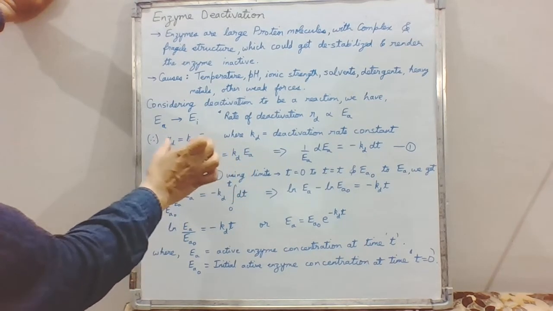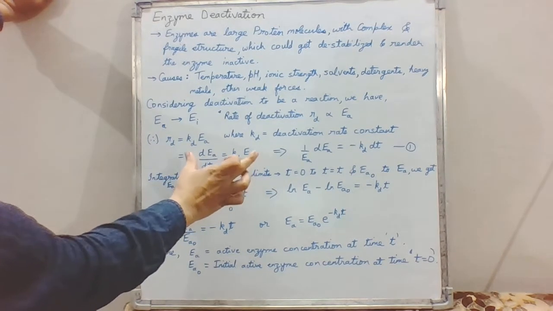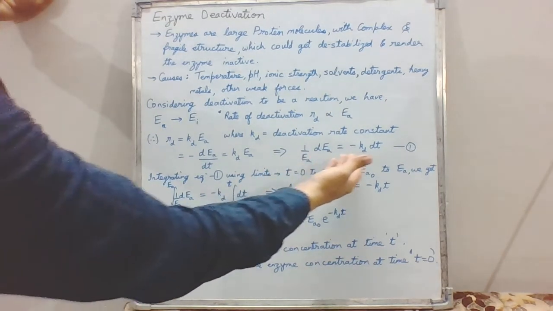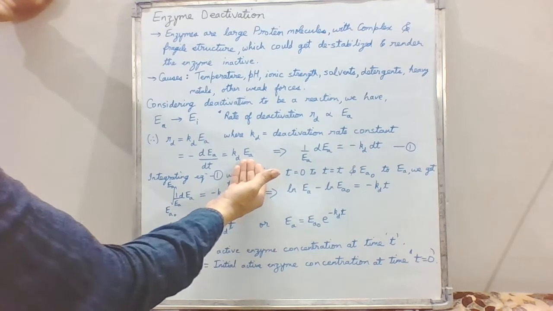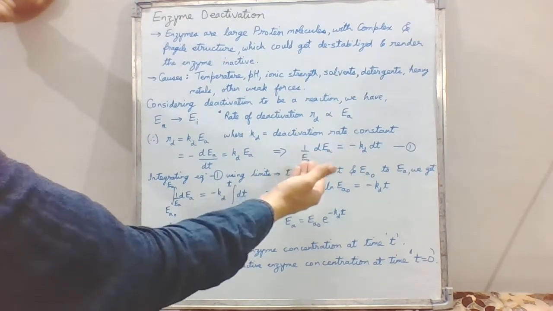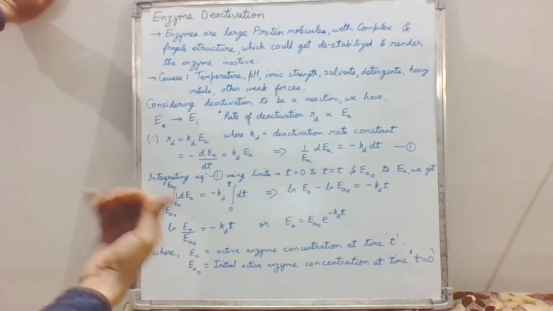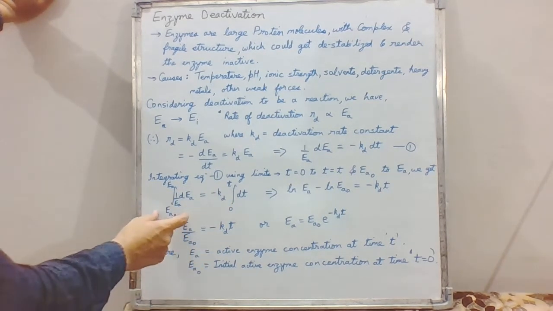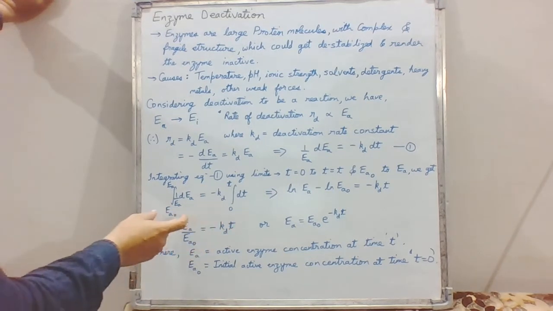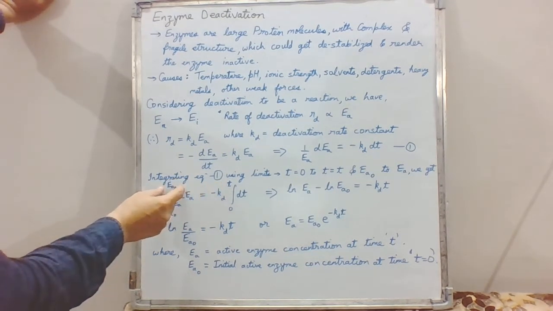Now this equation can be modified into differential form, and using this differential, we can integrate this equation by rearranging it. We take the active enzyme concentration EA with the dEA part of the integrand, and then we integrate using the limits from the initial condition to any time T. At time zero, the active enzyme concentration is EA naught, our initial active enzyme concentration, and at time T, we have an active enzyme concentration of EA.